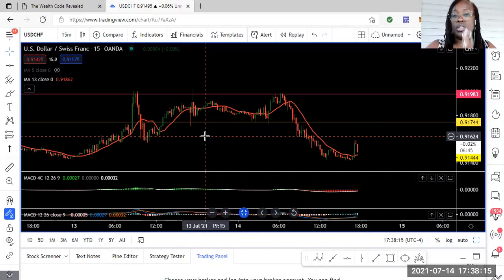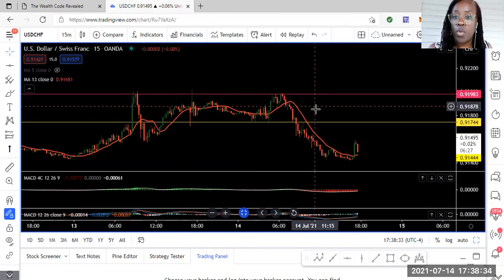And that is what I want to teach everyone, to be independent of indicators. Indicators are great, but you've got to know how to use them. You don't want indicators to supersede price, is basically what I'm saying.